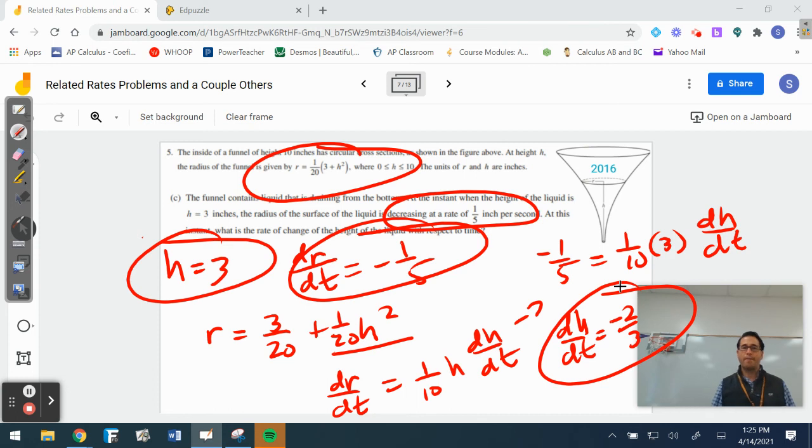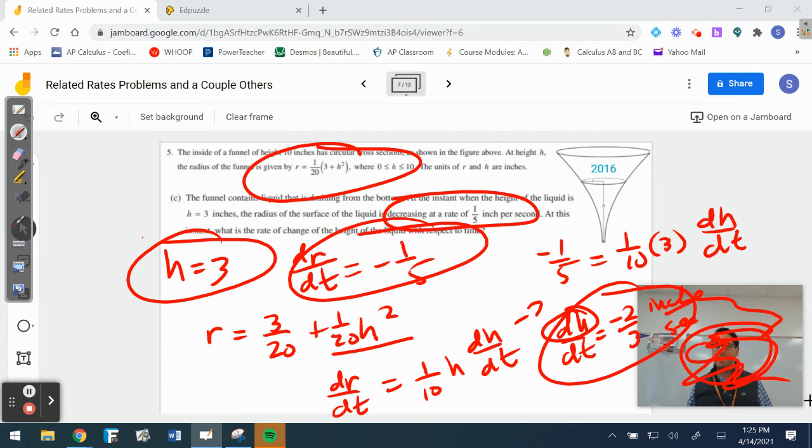Final answer, equal to negative 2/3. And once again, if they asked me for units, I don't think they do. But the height, h is on top. H is measured in inches. And then the time is measured in seconds. So it'd be inches per second, okay?